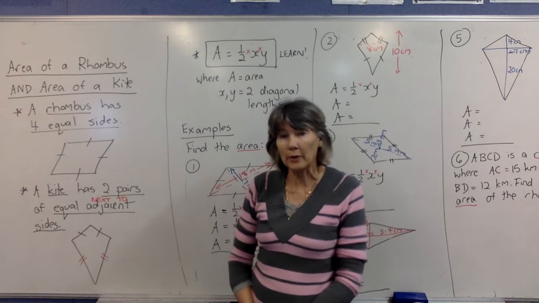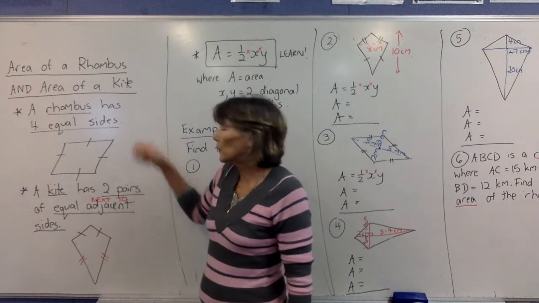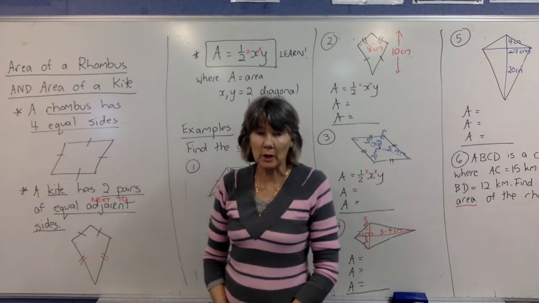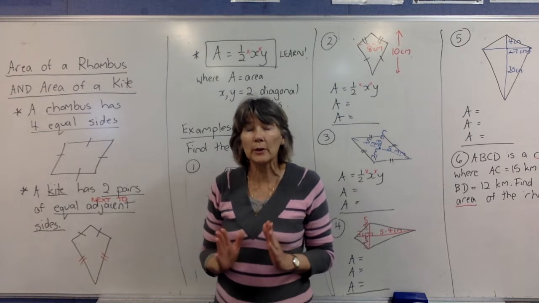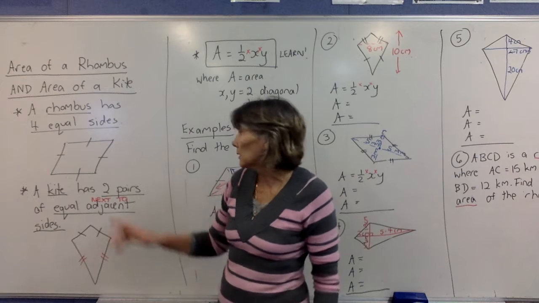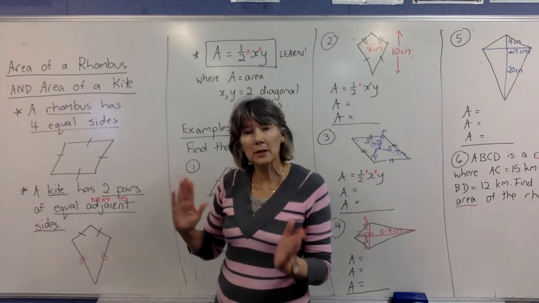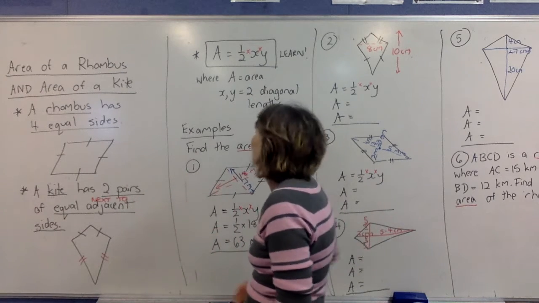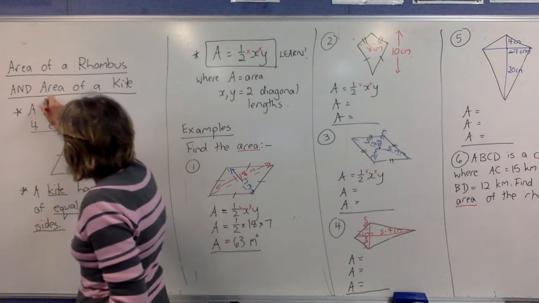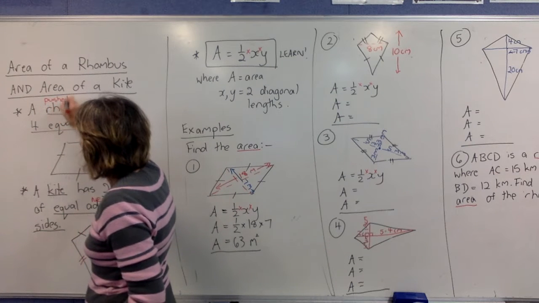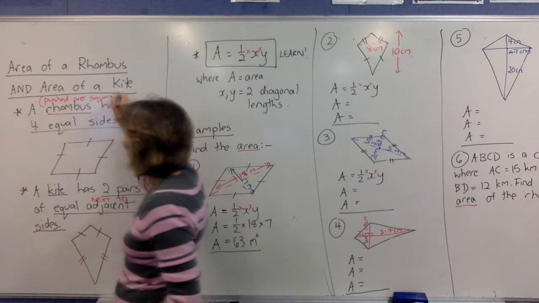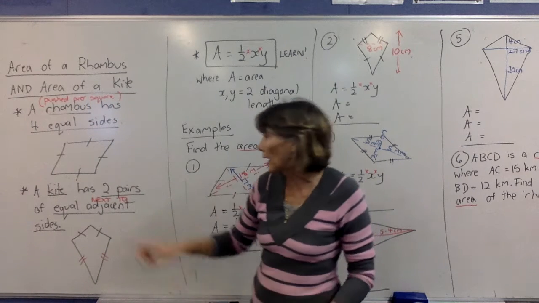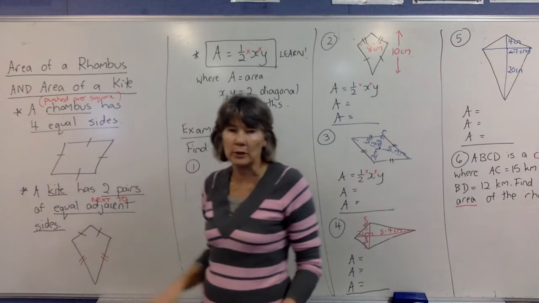Okay, so we have the area of a rhombus and an area of a kite. You first have to know what those shapes are. So a rhombus has 4 equal sides. Now you might say a square has 4 equal sides, but a square also has 4 right angles. A rhombus is like a square that's been pushed over. So you can write that down if you like. It's like we've pushed the square over a little bit, and that gets rid of the right angle, so we're still left with our 4 equal sides.